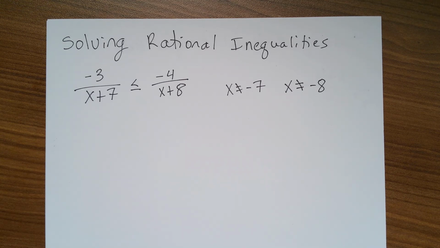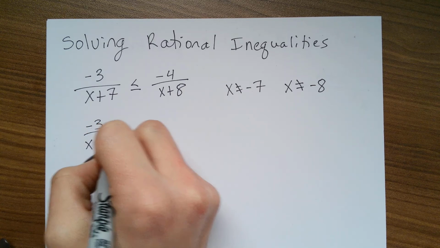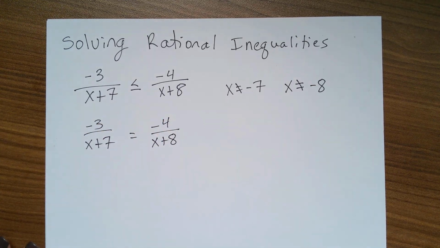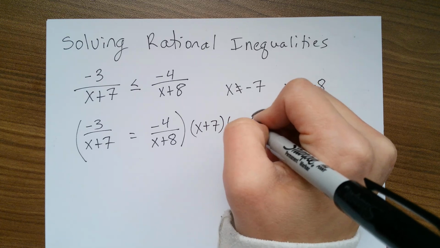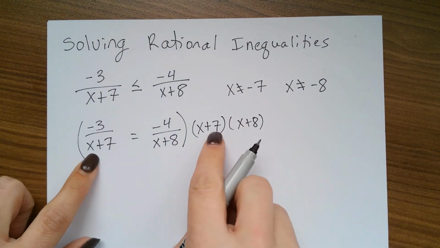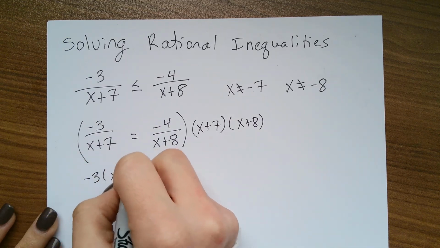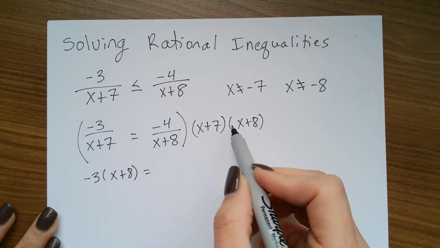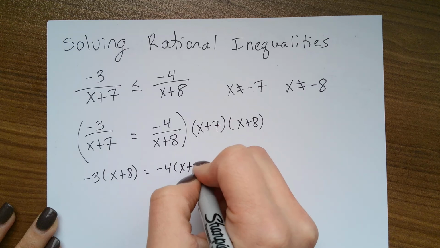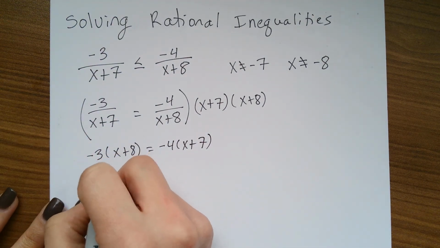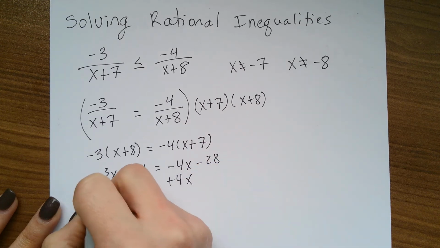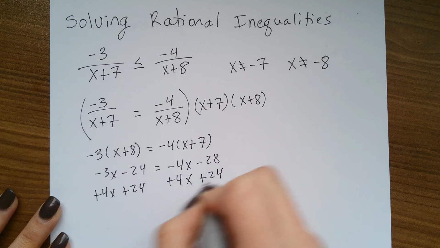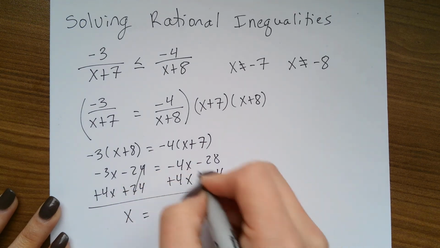Once I find my restrictions, I want to go ahead and just solve the equation. So I'm going to solve negative 3 over x plus 7 equals negative 4 over x plus 8. Remember, to solve a rational inequality, you want to multiply by the common denominator. In this case, the common denominator is x plus 7 times x plus 8. On the left-hand side, the x plus 7 cancels out, and so I'm left with negative 3 times x plus 8. On the right-hand side, my x plus 8 would cancel out, leaving me with negative 4 times x plus 7. And now I'll solve the linear equation. So I have negative 3x minus 24 equals negative 4x minus 28.